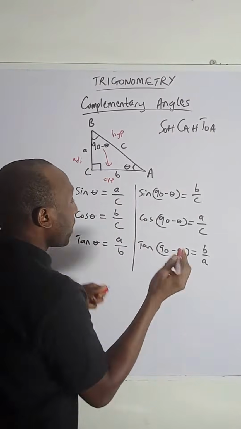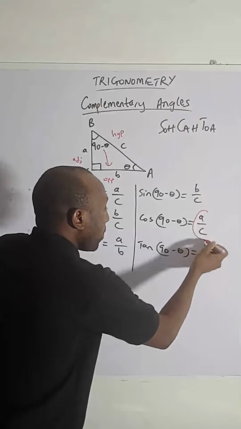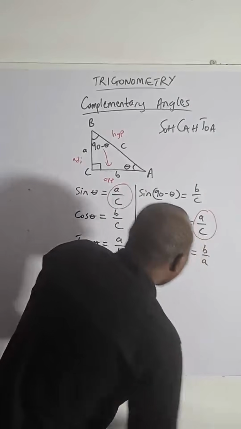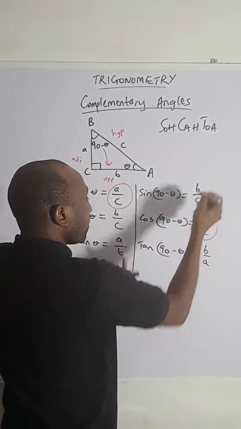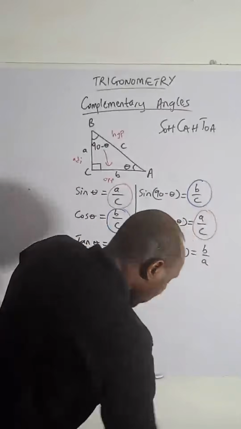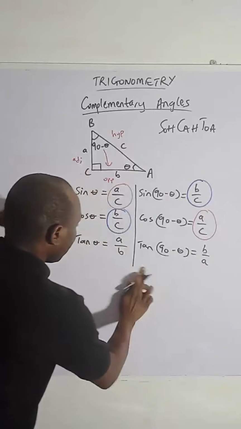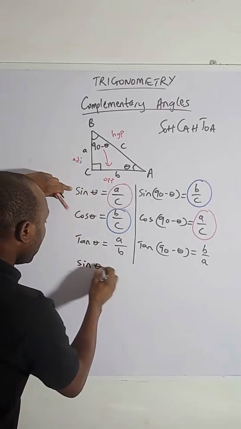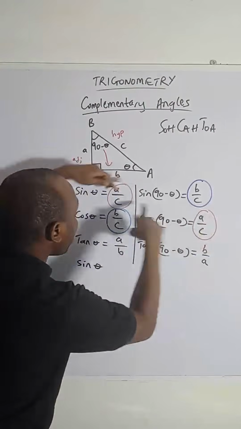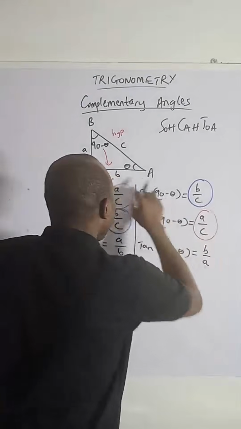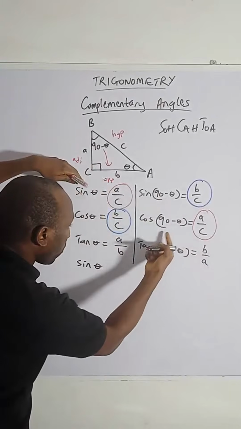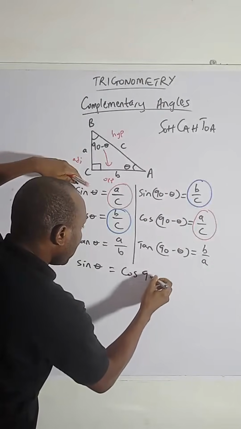So see, I want you to look at something. A over C. What is this? A over C. You see that? They are the same. Then look at this. What is this? B over C. And what is this? B over C. What does that tell you? It tells you that sine theta, which is A over C, is equal to cos 90 minus theta, because they have the same value here. A over C here, A over C. So they are equal. It means that sine theta is equal to cos 90 minus theta.